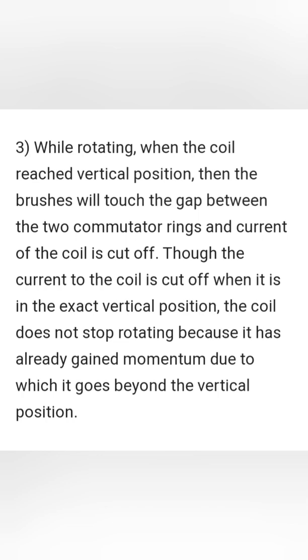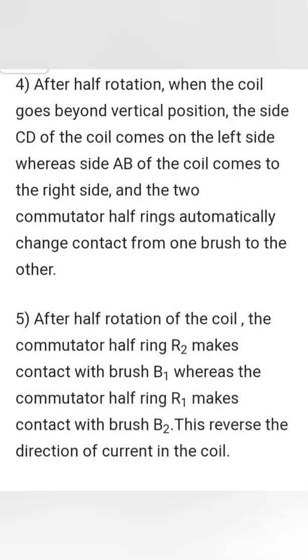Now you can see the text over here. While the coil is rotating and it is in the vertical position, what will happen? The commutator will be cut off its contact with the coil, and due to the momentum, it will keep on rotating.